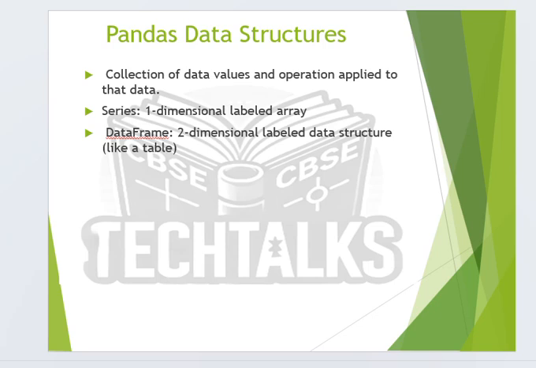Pandas data structures. Pandas offers two primary data structures. One is series, that is a one dimensional labeled array. Think of it like a single column of data with labels. The other is data frame, a two-dimensional labeled data structure like an Excel sheet with rows and columns.